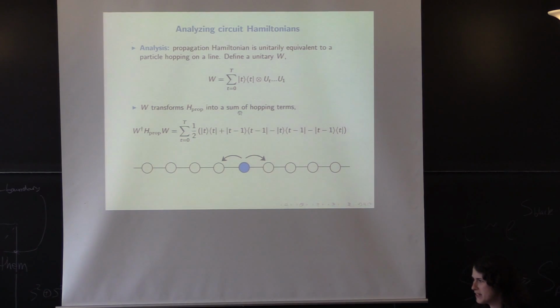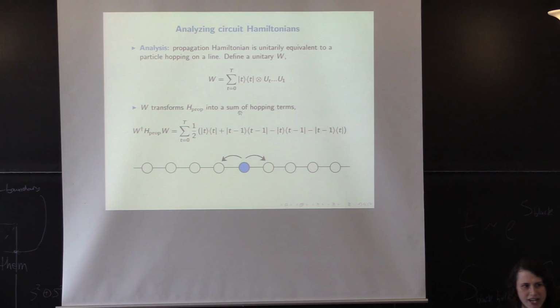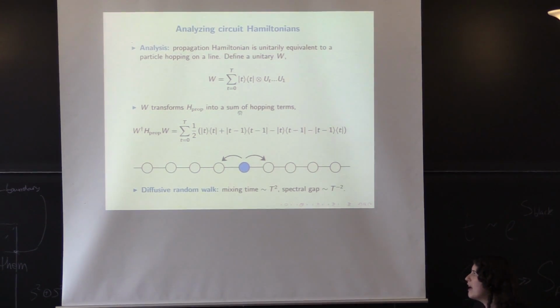So you went from a point of view where your history state records the computation at every time step, to rotating away the computation so that you're left with a static picture, where you're just repeating the same input state at every time step in this rotated frame. A particle hopping on a line is a system that we understand very well. It's a free particle, and you can think of it as a diffusive random walk. So the mixing time to equilibrate to the uniform distribution on this line is going to be like T squared, where T is the total number of time steps, and the spectral gap is like 1 over T squared.